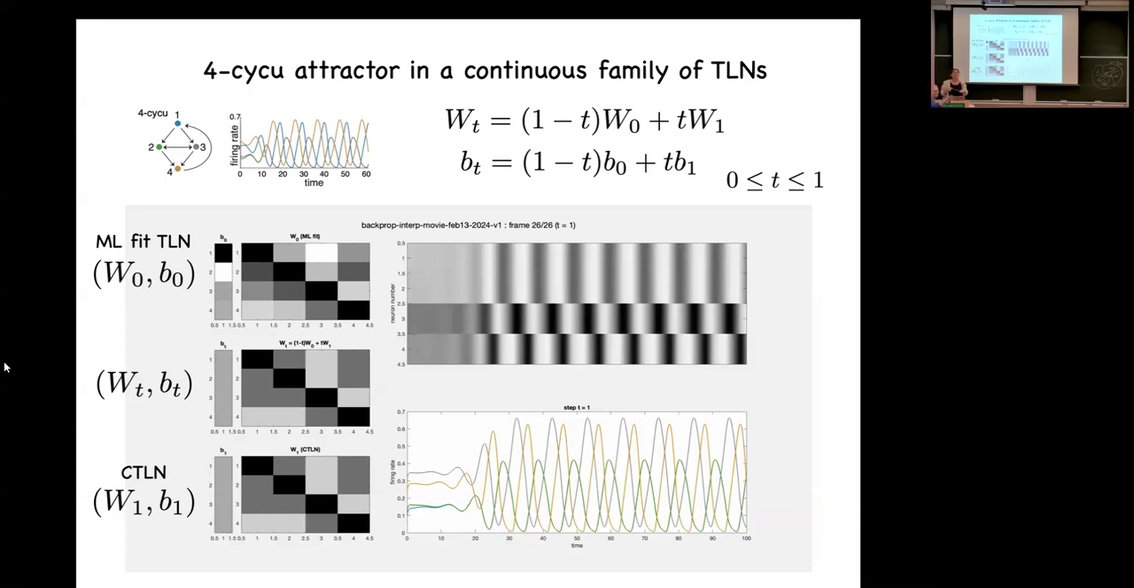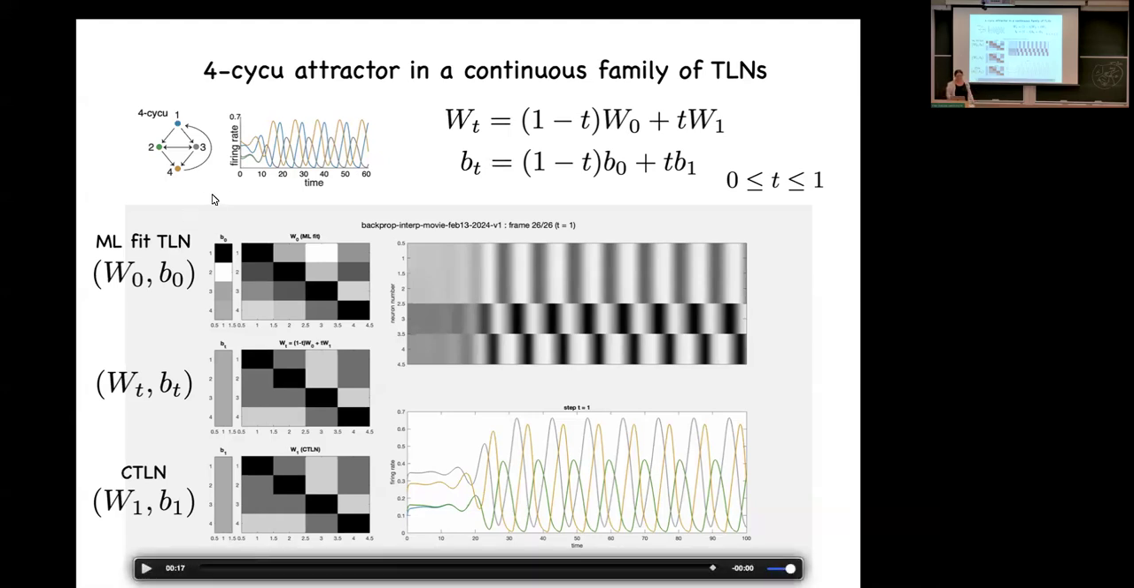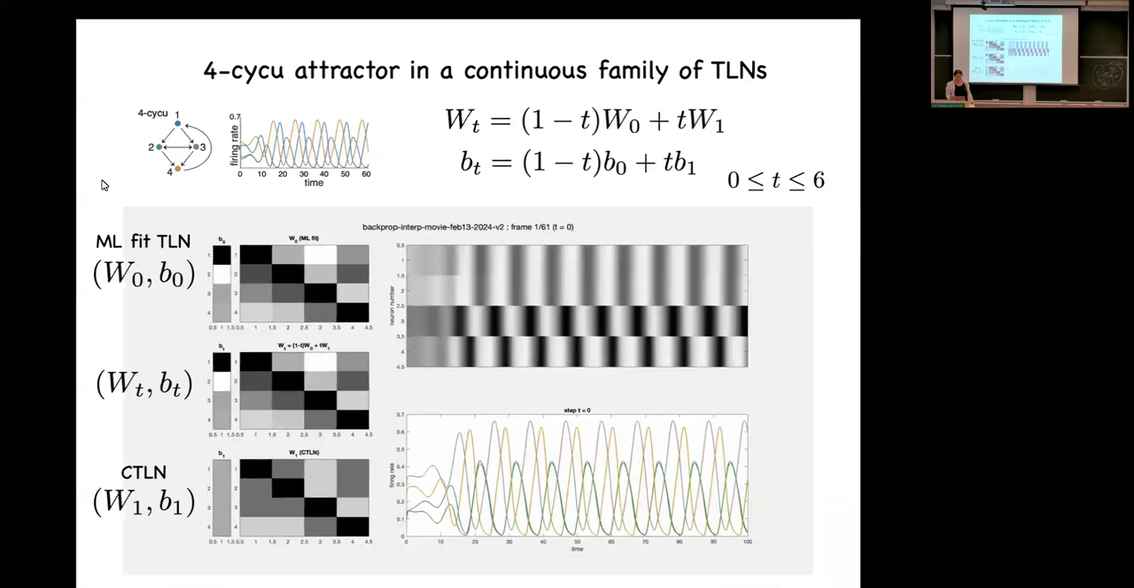Caitlin. Yeah, have you tried going outside the convex hull a little bit? Yes. So like letting T go below 0 or above 1? Is it affine or convex? Yes. That's this one. Next slide. Okay, sorry. T goes up to 6. No, absolutely. Thank you. Yes, that is a natural question.